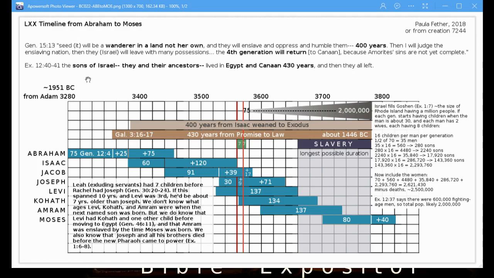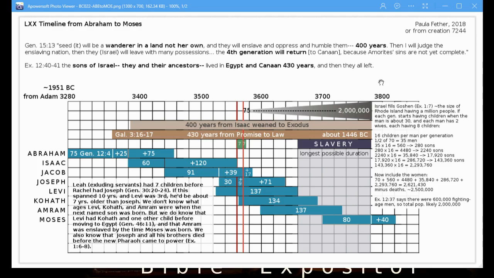And then the other passage at the top there, Exodus 12:40 and 41, we'll get to that eventually. It says, the sons of Israel, they and their ancestors lived in Egypt and Canaan 430 years, and then they left. People gloss over this, and they're reading the Masoretic text and going, oh, they were enslaved for 430 years. That is not what it says. It says, the sons of Israel. If you stop there, you might think, well, this must be all the 12 tribes' leaders. But it says, and their ancestors. So this is going all the way back to Isaac at least. And Abraham lived in Canaan. So everybody in that line before and after lived in Egypt and Canaan. That whole thing is 430 years.